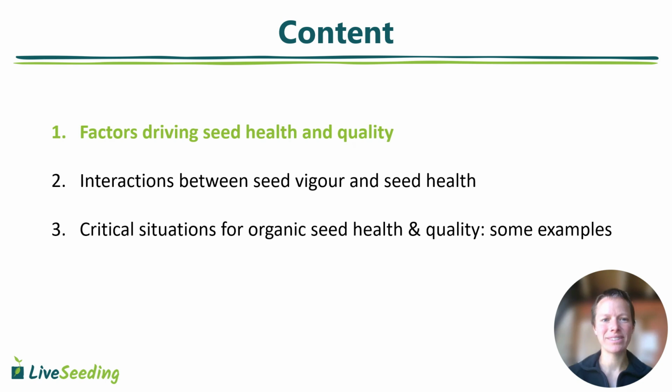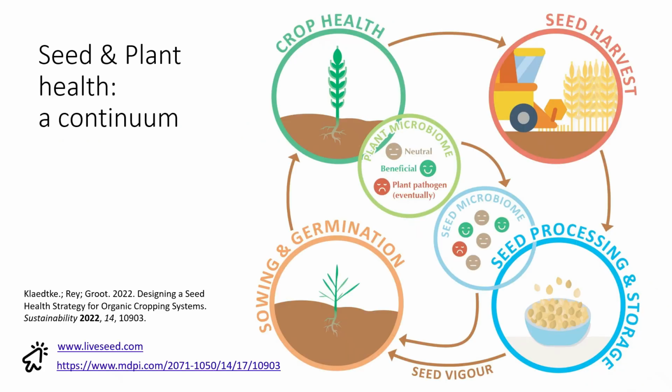To begin with, let's get an overview of the many factors that affect seed health and quality. To do so, I'll go back to the scheme presented at the end of the first video unit. Remember, seed and plant health depend on each other in an iterative process, and seed vigor has major importance to ensure well-performing organic crops.